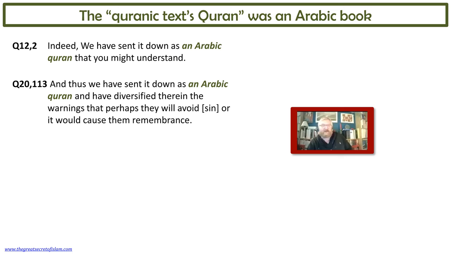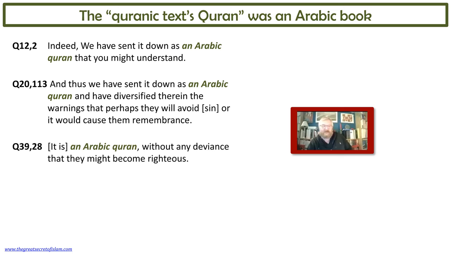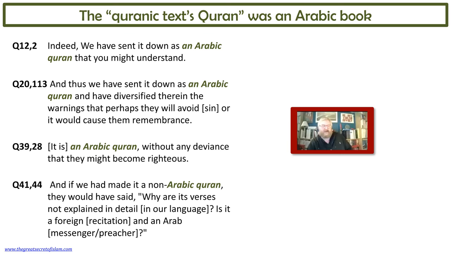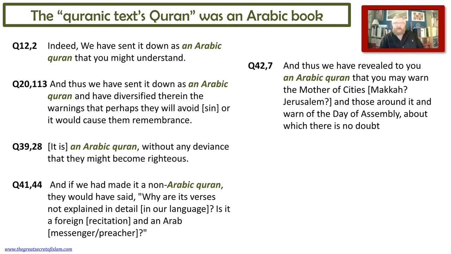Here in Surah 20, verse 113. In 39:28, "an Arabic Quran without any deviance that they may become righteous." Surah 41:44, "And if we had made it a non-Arabic Quran, they would have said, why are its verses not explained in detail in our language," and so on. And there are many, many verses that specifically point at the Arabicness of this Quran.